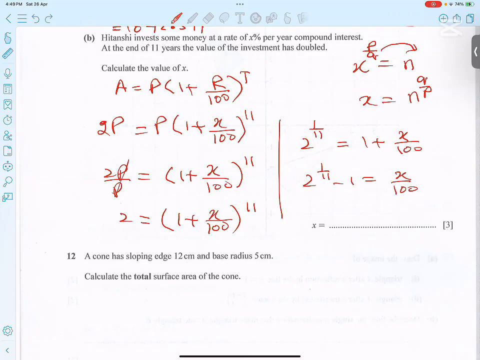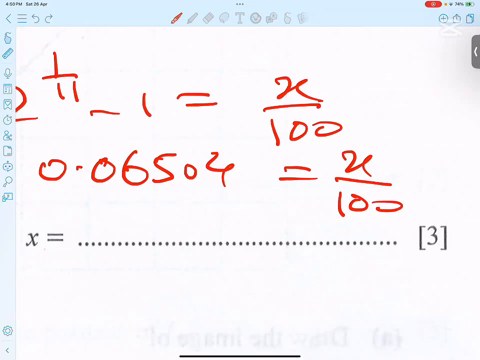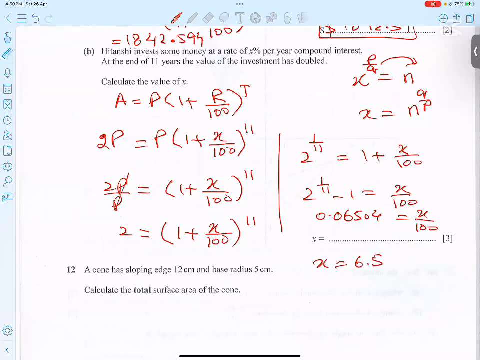So first of all, I will type in the calculator: 2 to the power 1 by 11, minus 1. I'm getting 0.06504, and that is X over 100. 100 will multiply and the decimal will jump 2 places: 1, 2. So it becomes 6.5. So X becomes 6.5%. And I hope the concept of this question is also clear. And let's go for the next part.